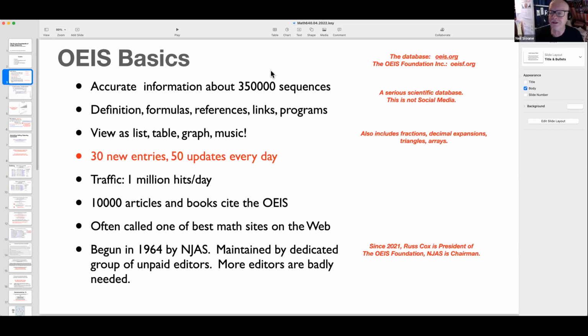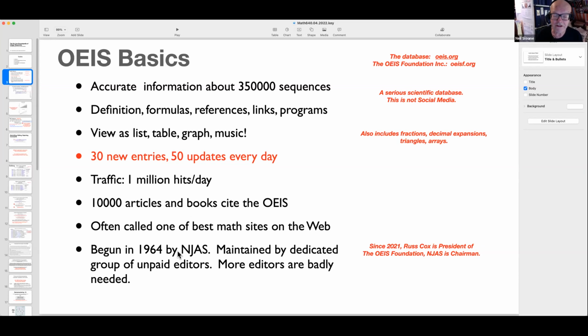The basic things you need to know about the OEIS is, one, this is not social media. This is a scientific database. You don't call yourself Bobby Joe Jones. We want your real name as you would put on your driver's license or on your publications. And what we have in this database is very accurate information about 350,000 sequences. For each one, you get definition, formulas, programs, references, links, and you can look at the sequence as a list, a table, you can play it, you can look at the graph of it, you can play it as music, you can play it on the clarinet, or the piano is the default. It seems to work pretty well. And we get about 30 new entries, 50 updates every day. We get about 1 million hits a day. We just passed 10,000 citations in the literature of the OEIS. People say it's one of the best math sites on the web, and I agree.